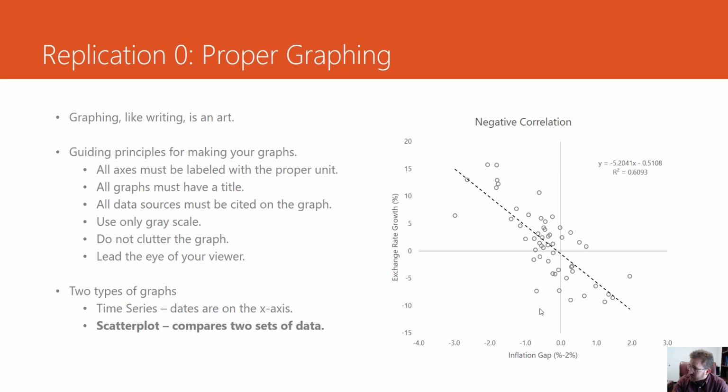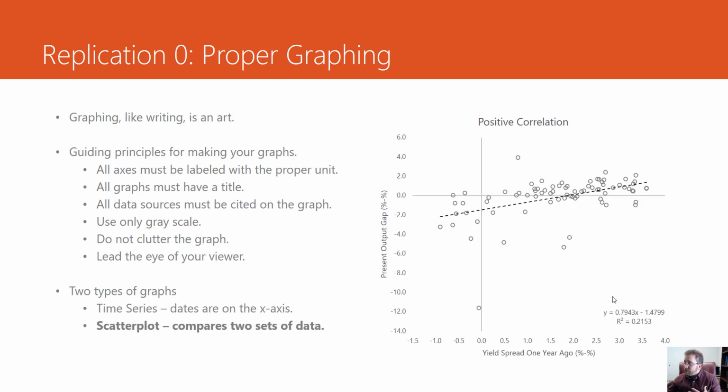That's a negative correlation. As this one goes up, this one goes down, and you see that nice diagonal line going. Now, if we were comparing, say, the yield spread from 1 year ago, which is supposed to be this kind of predictor of a recession, to, say, the present output gap, we see a positive correlation. As that yield spread grows larger, we start to see larger growth relative to a benchmark rate here.